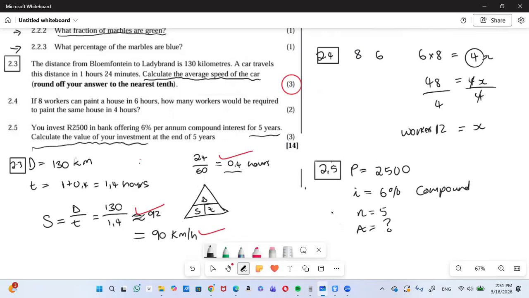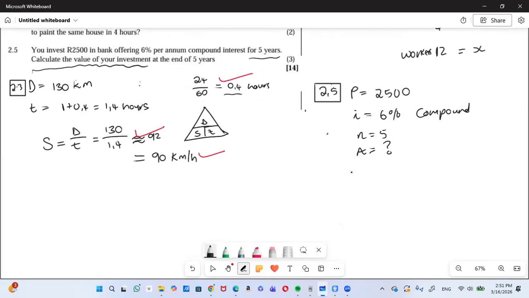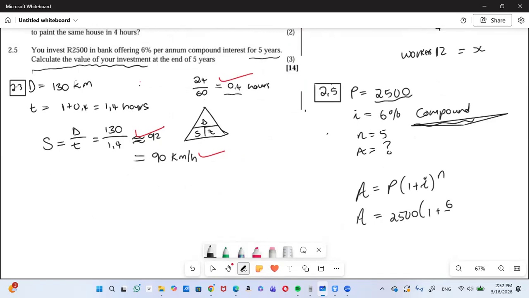So in this case, what is our formula for compound interest? Remember, simple interest has its own formula. Compound also has its own formula. The compound formula is A equals P times (1 plus I) to the exponent of N, right? We're looking for A. And then our amount P is 2,500. Then we have 1 plus our I, which is 6%. How do we write 6%? It's 6 over 100, right? And then our N is an exponent there, which is 5 years.